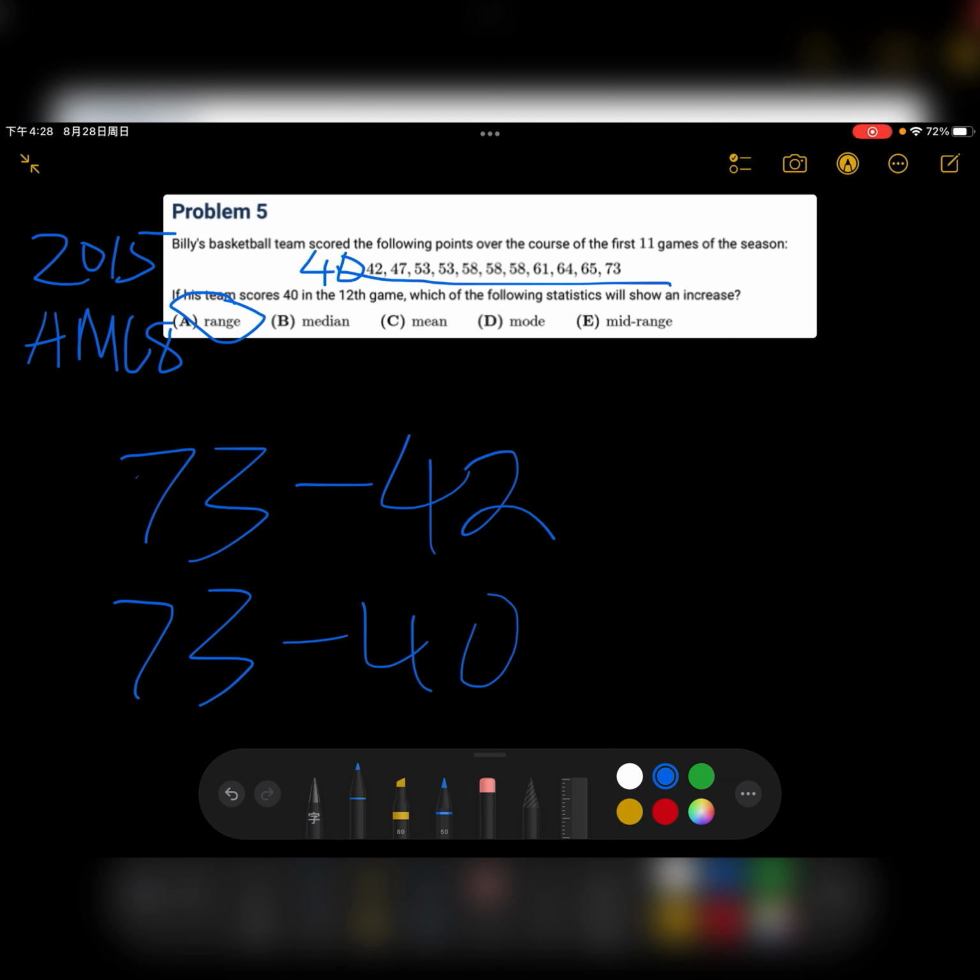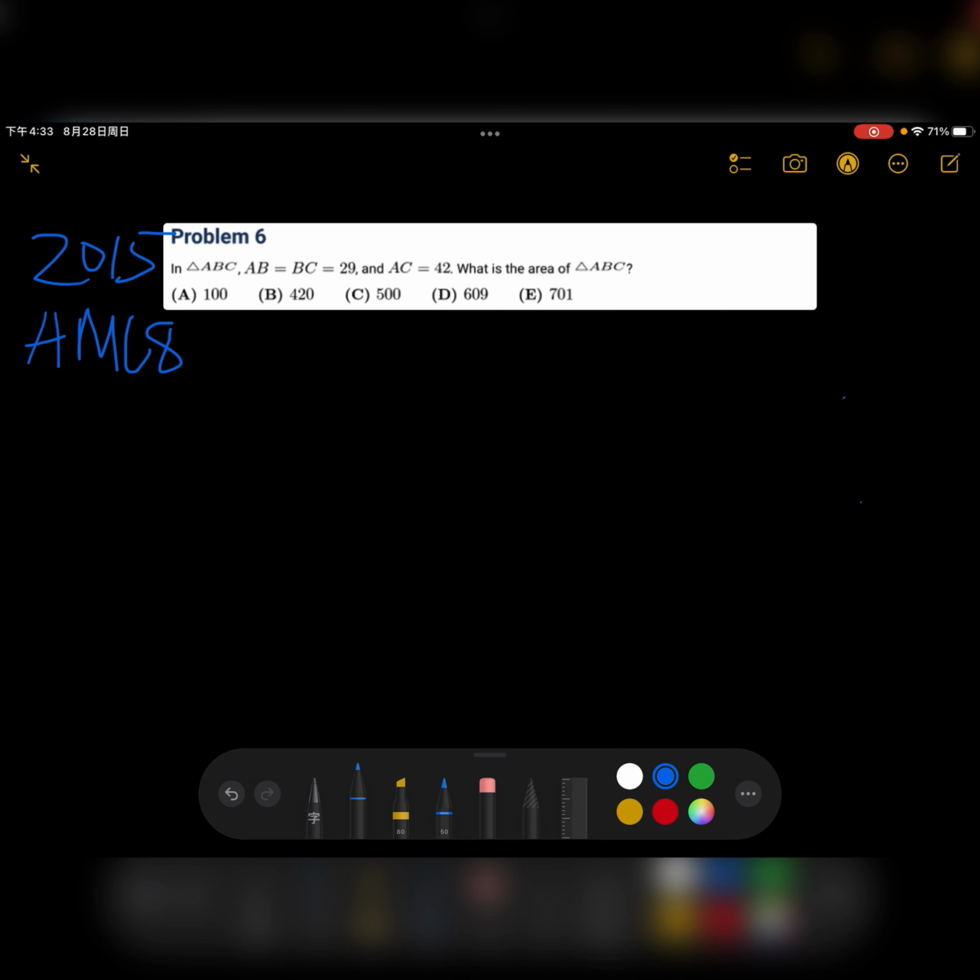Okay, problem 6. In triangle ABC, AB equals BC, which equals 29, and AC equals 42. What is the area of triangle ABC? So whenever we have two lengths that equal each other, we have a case called an isosceles triangle. Two sides are 29, and the base is 42.